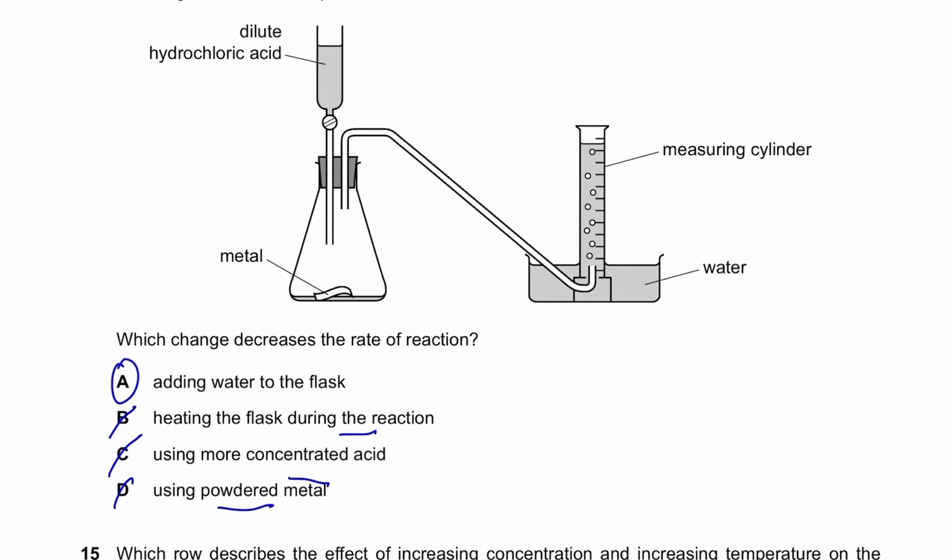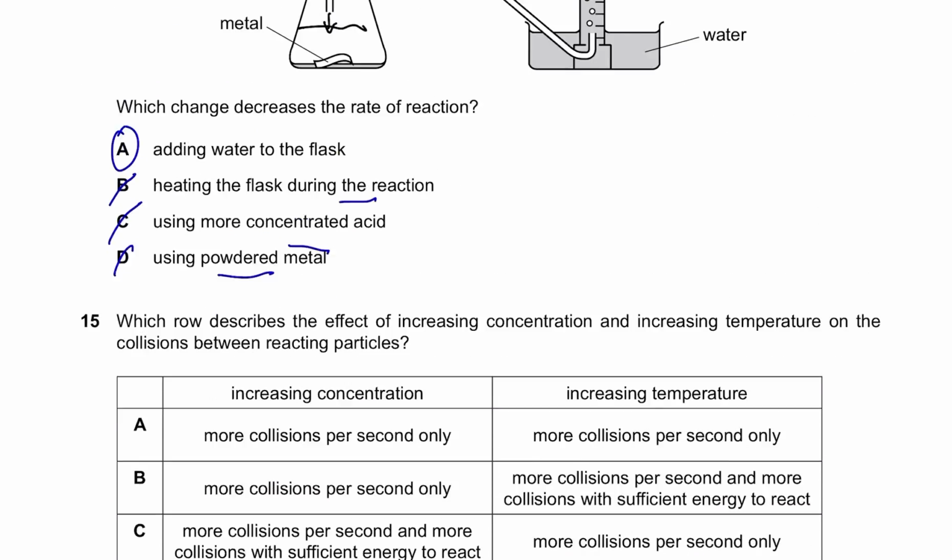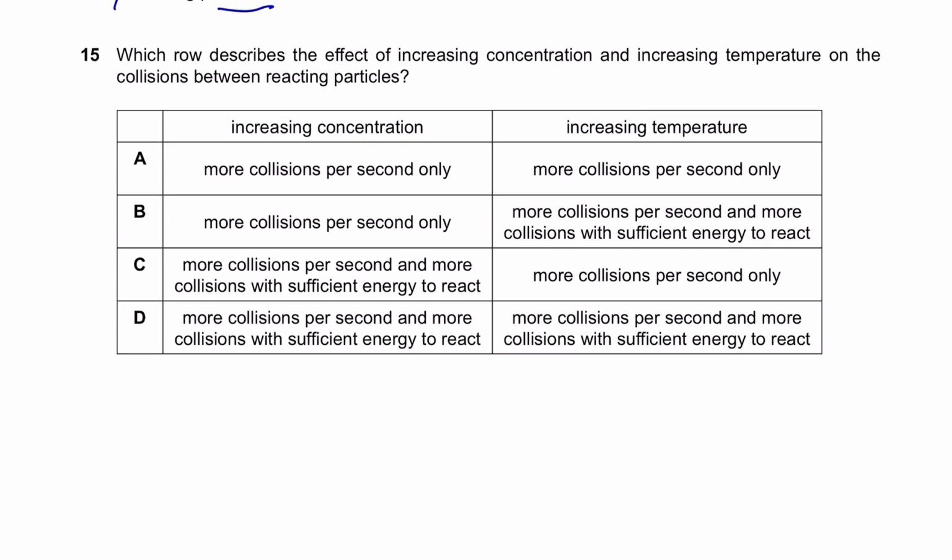But if you want to understand what A actually means, it means that if you add water to the flask, it will dilute this acid. This dilute hydrochloric acid, if you had added water to the flask, it would further dilute it. It would reduce the concentration of this already diluted HCl. That's how we know that a decrease in concentration decreases the rate of reaction. That's the explanation to it. And you could also have done the elimination method.